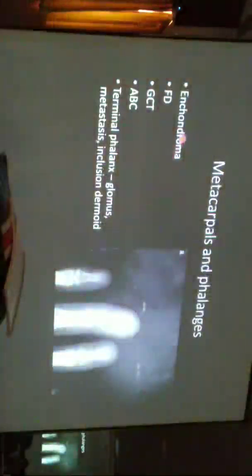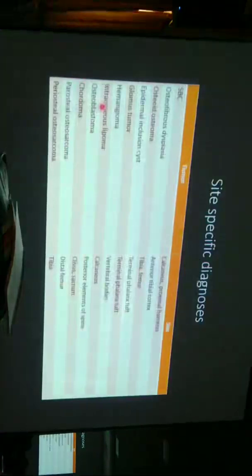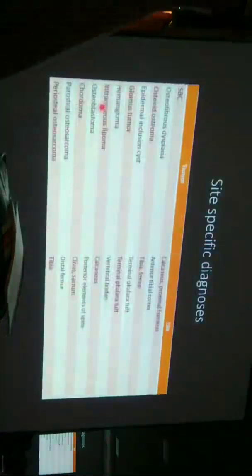Metacarpals and phalanges, again, we think of enchondroma, FD, GCT, and ABC. In the terminal phalanx, a few peculiar lesions are glomus tumor, METs, and inclusion dermoid. So this is an inclusion dermoid due to trauma. So METs, what type of METs occur in the phalanges? Bronchogenic carcinoma METs are typically known to occur in the phalanges. And you have certain site-specific diagnoses. I will not go into the details due to lack of time.